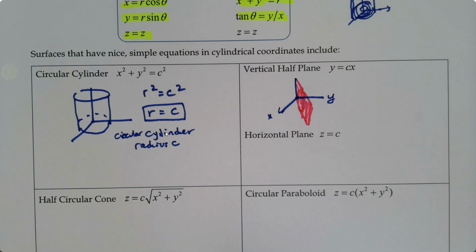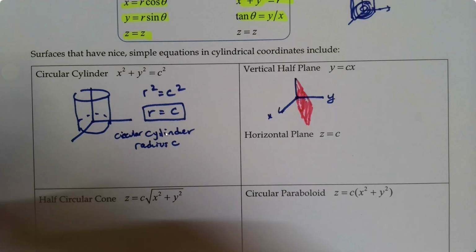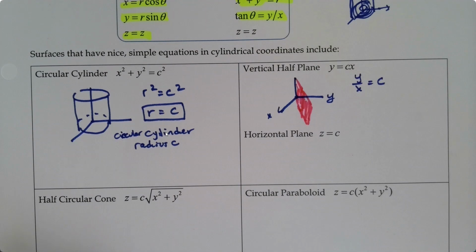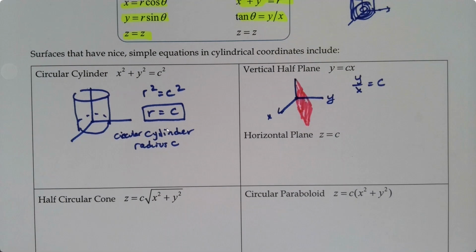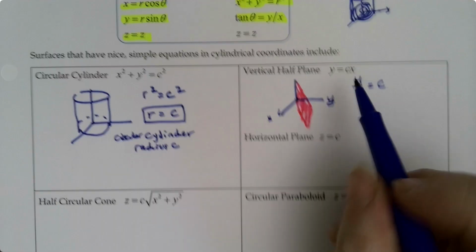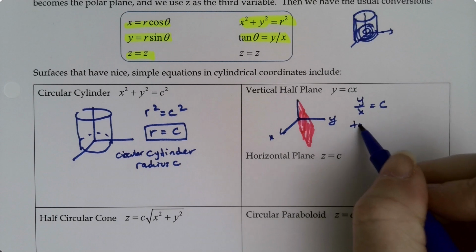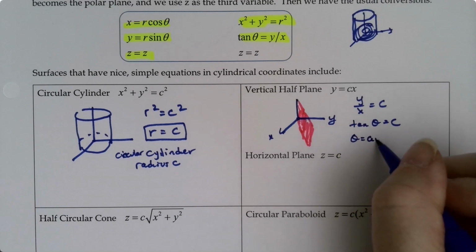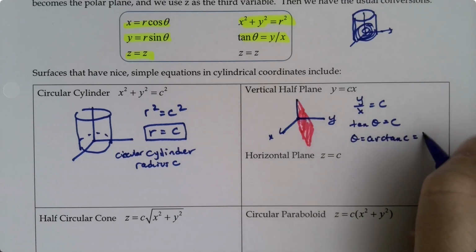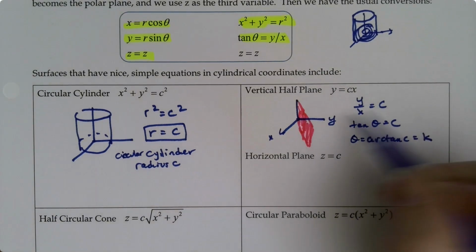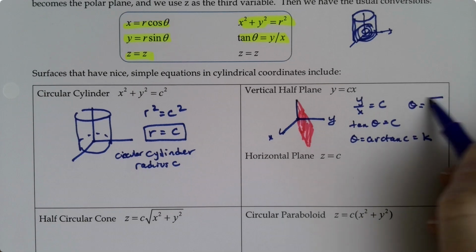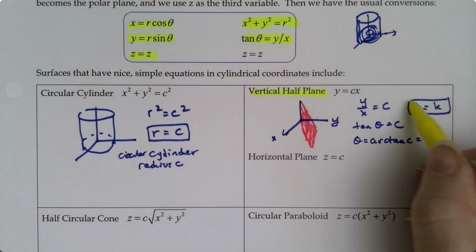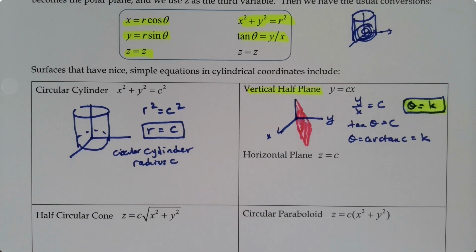Okay, so what would that be? If y is equal to cx, that means that y divided by x is equal to c. But y divided by x is the tangent of theta. So I know the tangent of theta is equal to c. So I know theta is equal to the arctangent of c, which is some constant k. And therefore, this would graph as theta equals k. So a vertical half plane has an equation that is theta equals some constant.